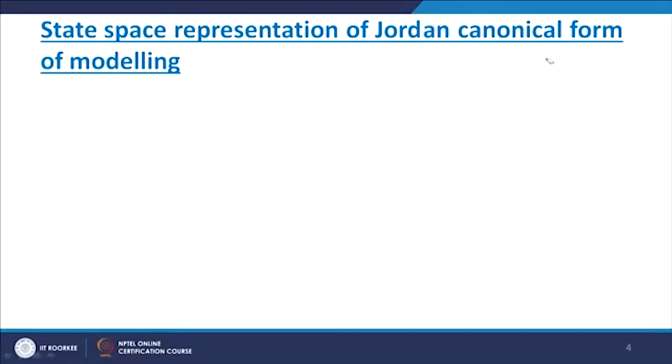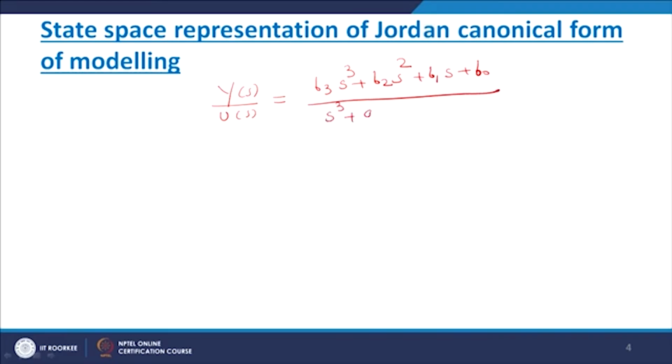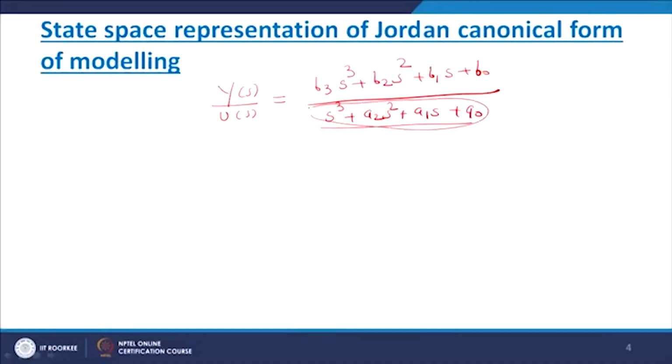Now we start with representing any system in Jordan canonical form. For that purpose we write the equation as Y(s) divided by U(s) equals b3 s cube plus b2 s square plus b1 s plus b0, divided by s cube plus a2 s square plus a1 s plus a0. This is a third order system, and here the order of the numerator is also 3, so this is a proper transfer function. We assume that the roots of this denominator, that is the eigenvalues, are repeated.